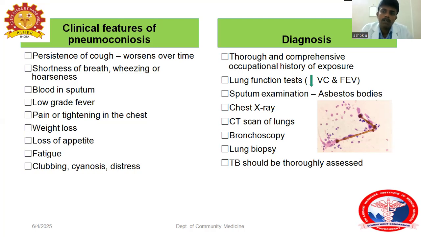For the diagnosis of any occupational disease, the initial part is a thorough and comprehensive occupational history of exposure. Then you have to make the person undergo a lung function test, which is very important as in the majority of cases the lungs are involved, mostly looking at vital capacity and total lung capacity. Then we can do sputum examination, in case of asbestosis you will find asbestos bodies, and chest X-ray, CT scan of the lungs, bronchoscopy, and lung biopsy. Tuberculosis should be thoroughly assessed. Always keep in mind to look for tuberculosis. Tuberculosis should never be missed.